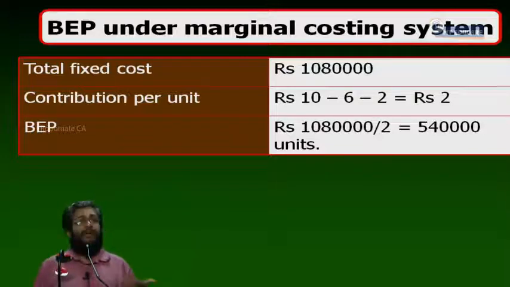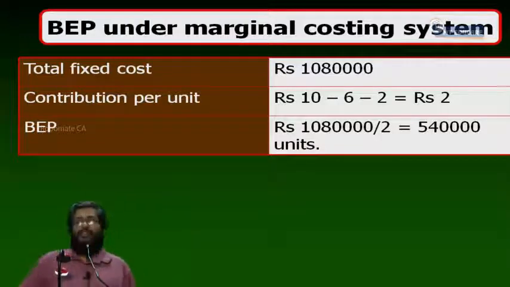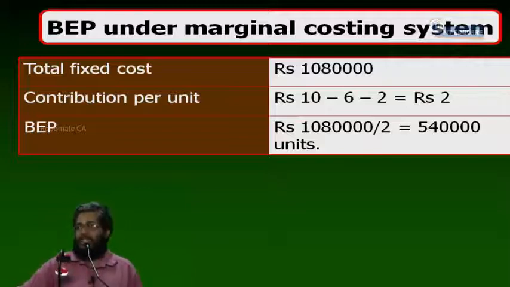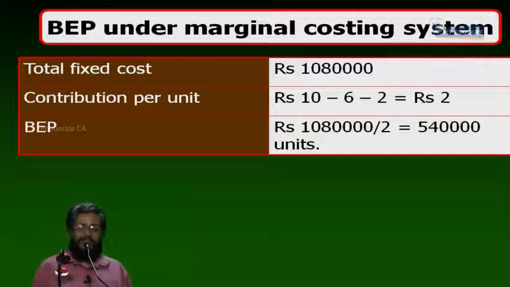Can I proceed? The marginal costing profit is how much? 0. The marginal costing profit is 0 and the absorption costing profit is 14,000. Respond yes or no. Full stop.